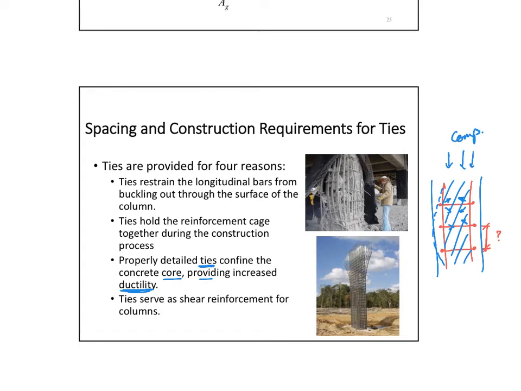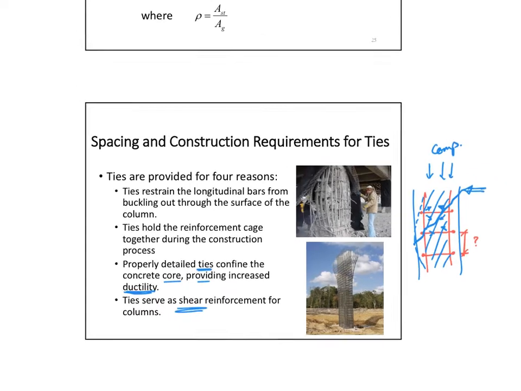And then the last thing is that the ties work as shear reinforcement. If you have side load like this, lateral loading, where are your stirrups? In this case, if I consider this like a beam, which would crack like this, my ties in the columns are considered my stirrups that will work as shear reinforcement.